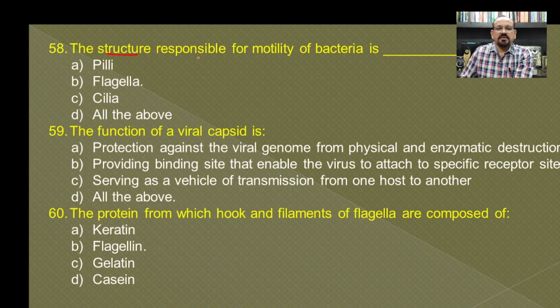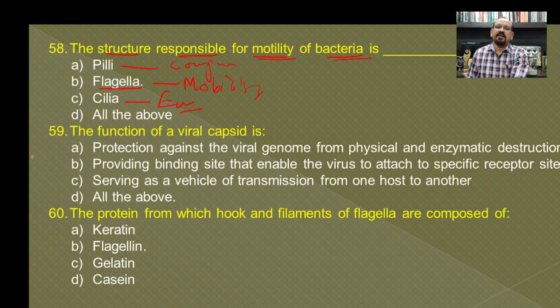The structure responsible for motility of bacteria is, earlier we have seen that the pili are responsible for the conjugation and not the mobility, and the flagella are the structures used for the mobility, and the cilia are found in the eukaryotes and not in the prokaryotes, and hence B will be the correct answer for this question.